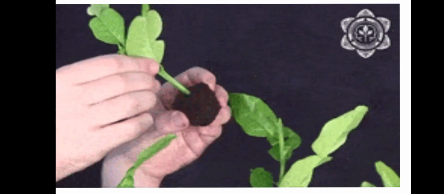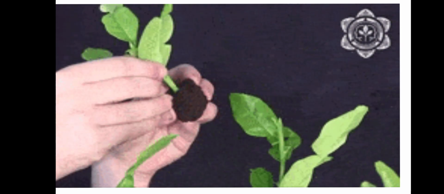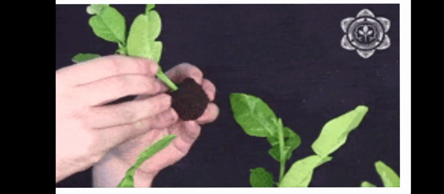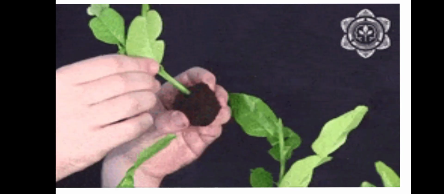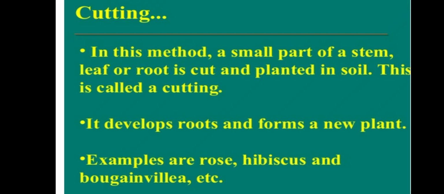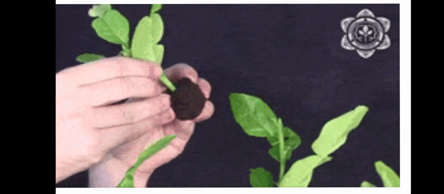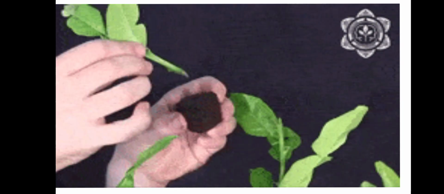So this portion after cutting is inserted in the soil, as you can see over there. So a small portion of the stem, a leaf or root is cut and planted in the soil, as you can see over here. A small portion is planted in the soil, and from there it gives rise to a new plant.